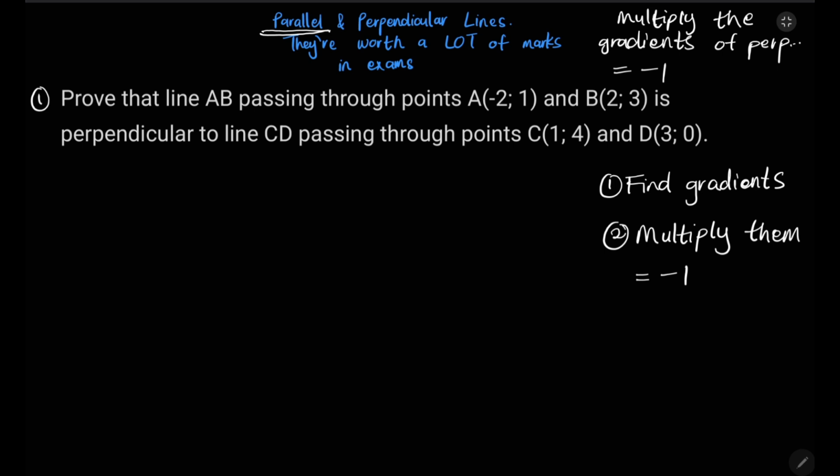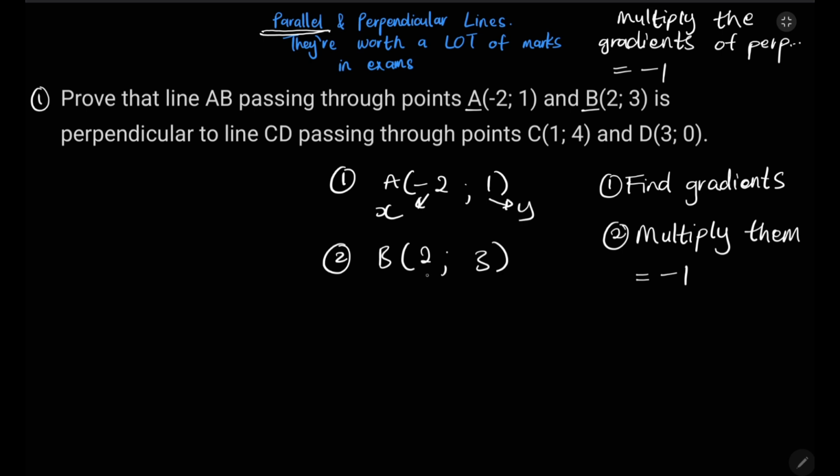Okay, so what's the first step here? Firstly, we have to find the gradients. We have points A and B. Let's write down our points. We have A, which is -2 and 1. We also have B, which is 2 and 3. So let's label this as point 1 and that as point 2. -2 is your x and 1 is your y. 2 is your x and 3 is your y. This is x1, y1, x2, y2.